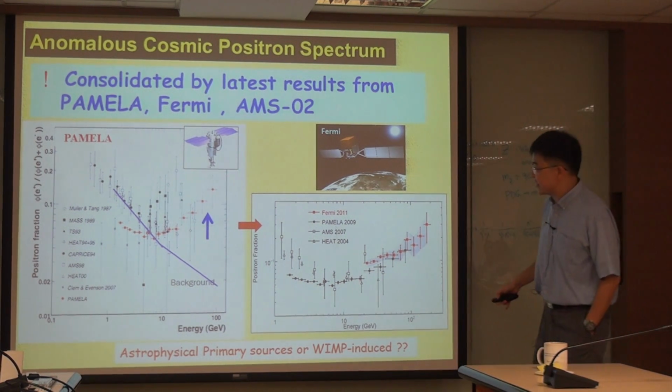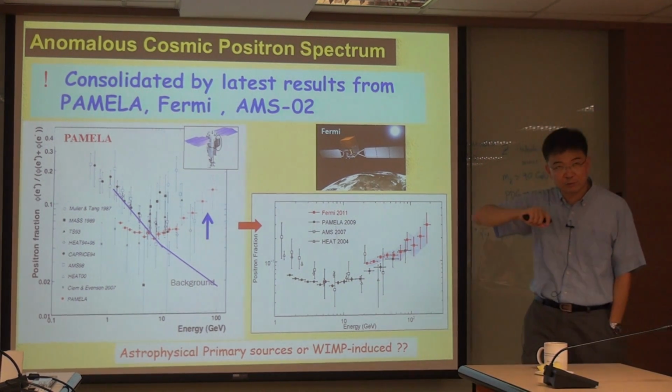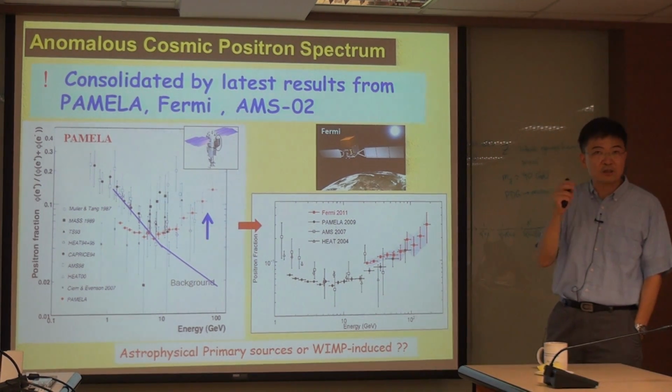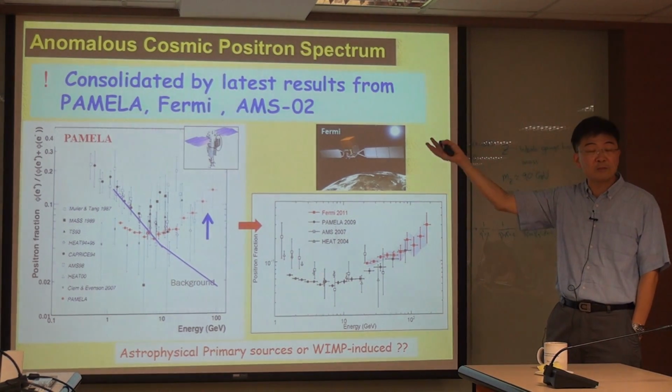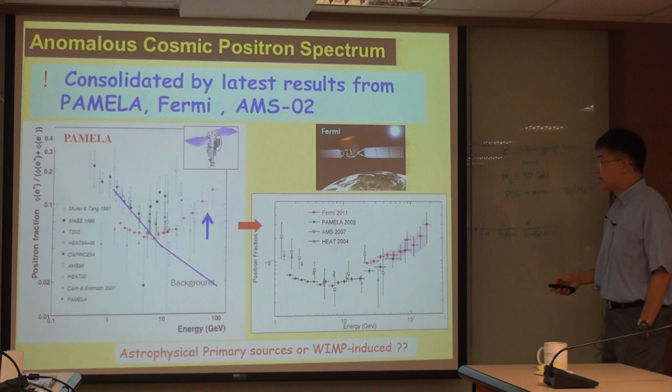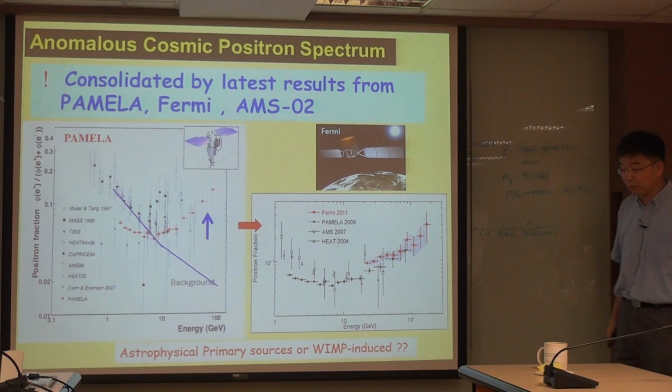The observation is as follows. So we can ask the question. We send satellites to space and ask, what is the positron energy? What is the positron momentum distribution in space? Astrophysicists would tell us that we should expect a spectrum that falls, just like most astrophysical objects that fall with energy.